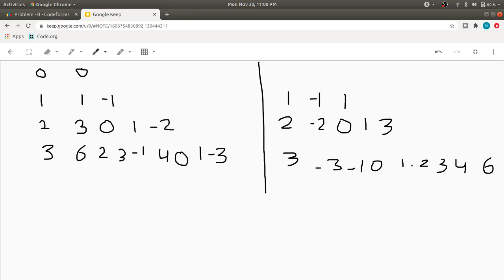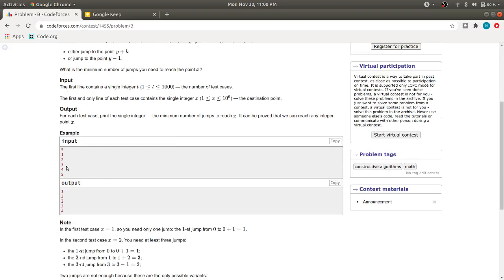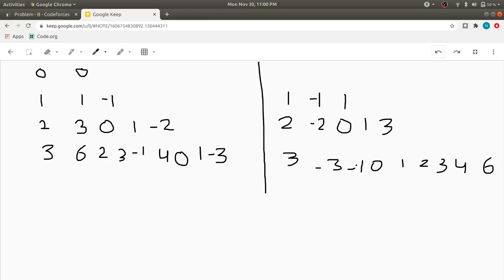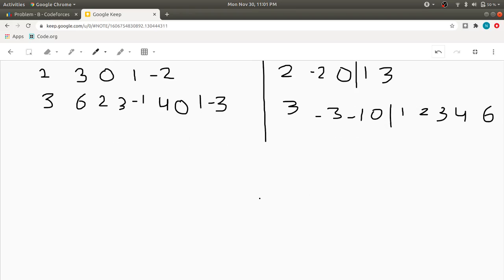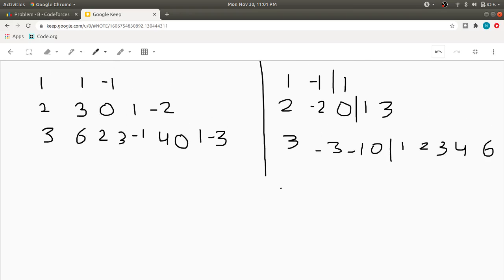Now let's say I am given x as 2, then my answer for 2 will be 3. You can also see in the sample test case that the answer for 2 is 3, so you can calculate it yourself. Let's do one thing, just take the positive terms. We are only concerned about the positive terms. Now after doing this, you can see there is a pattern.